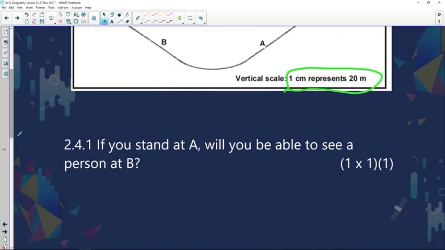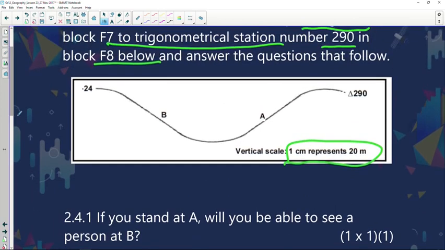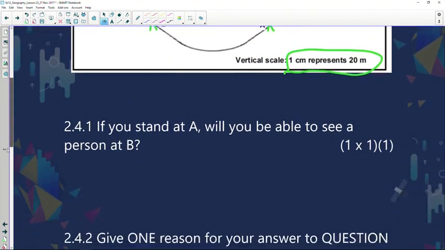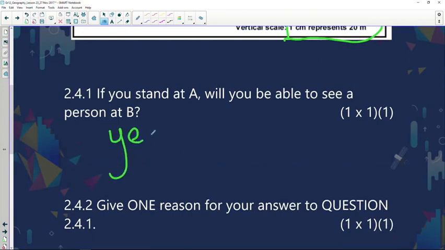If you stand at A, will you be able to see the person at B? If I'm standing over there, I'm going to draw a little man. Will I be able to see the person at B? Obviously, yes. And this question is related to intervisibility. There's no object between me, where I'm standing at person A, and where person B is standing. So I will be able to see person B. So there will be visibility between the two of us. So what's the correct answer over there?